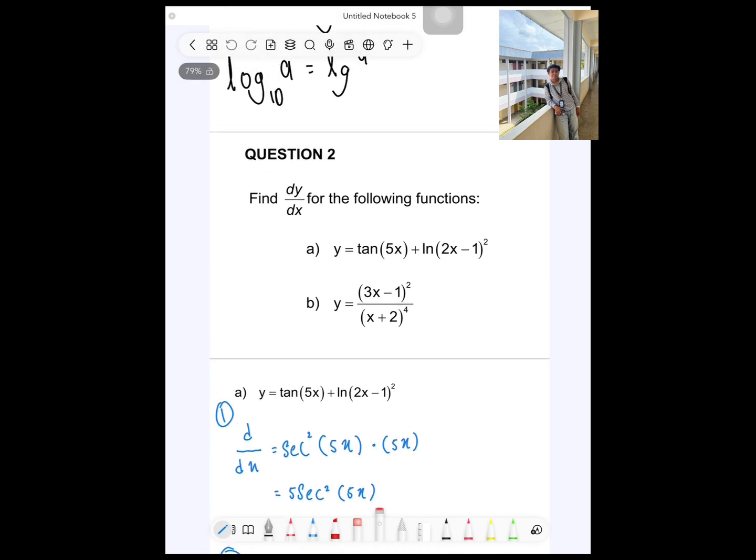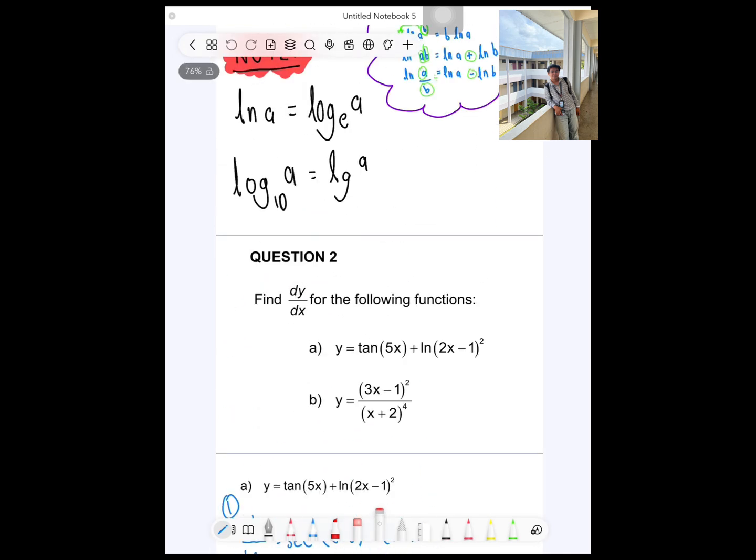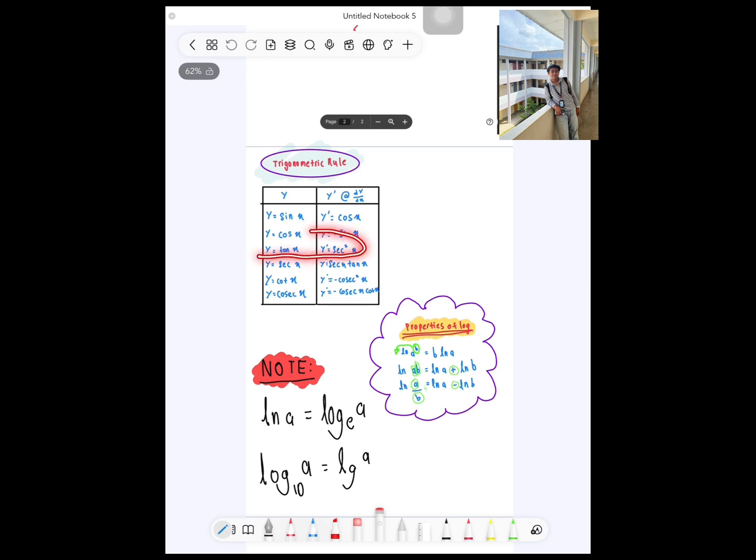Today I'm going to answer question 2. First, question A. We have y equal to tan 5x plus (x minus 1) squared. First, we have to differentiate tan 5x using the trigonometric rule. So, we use this.